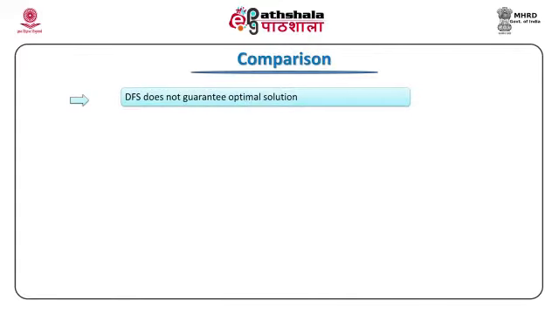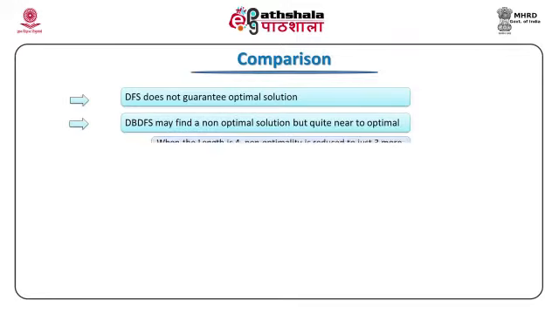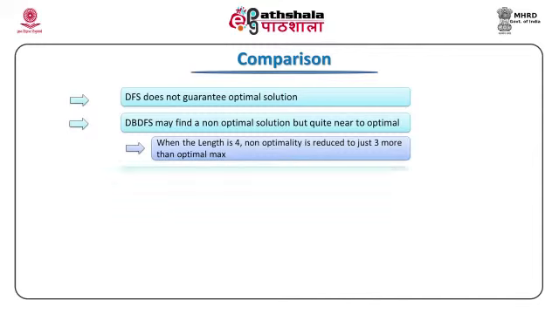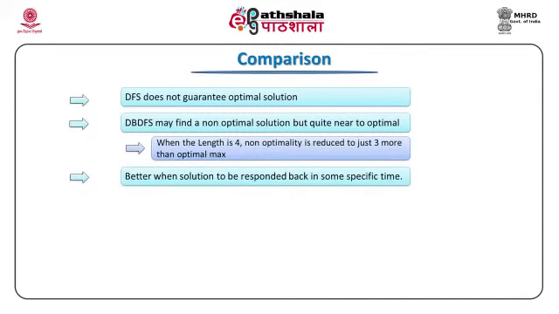DFS, unlike BFS, does not guarantee an optimal solution. You may traverse a very long path and get a solution. If you had traversed on the other side, probably you would have got it much earlier, but that's it. DFS may not get you an optimal solution. But if you bound it, for example, if you say that I'll bound the DFS to 4 levels, and you get an answer, the difference between the optimal solution and the solution that you get is not more than 3. That is an advantage of depth bound depth first search.